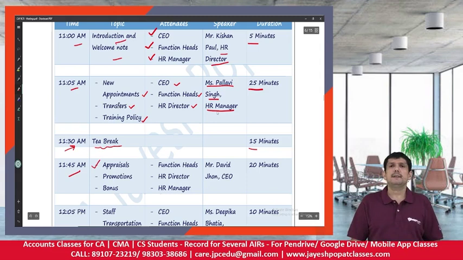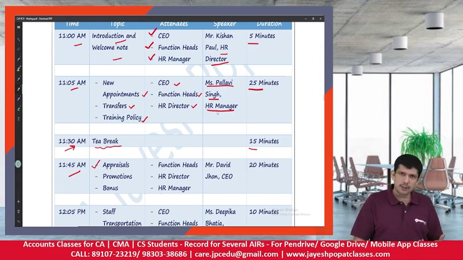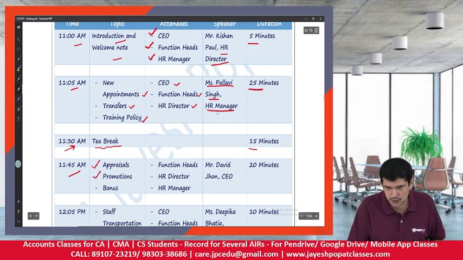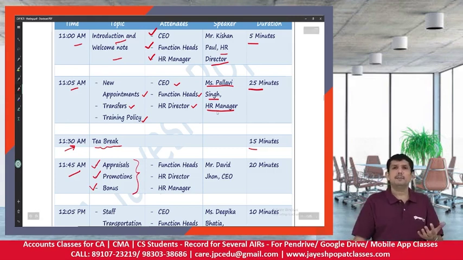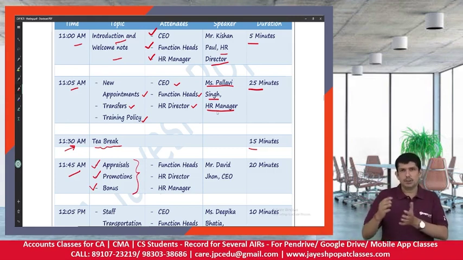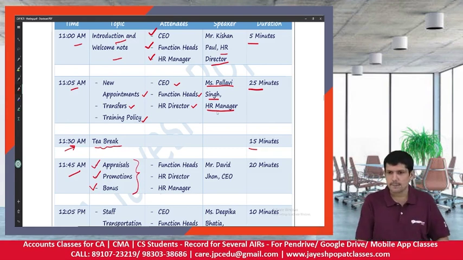What are appraisals? Basically, these are performance evaluations of the employees. Then we'll talk about promotions, and then we'll talk about bonus. So basically, these are connected issues. Now, you do the appraisal, and based on the appraisals, the promotions and the bonuses will be discussed.